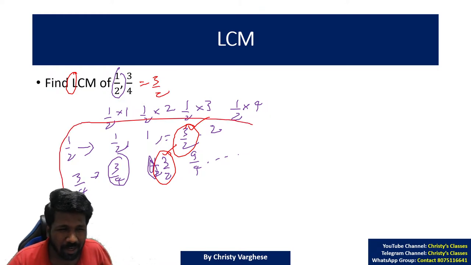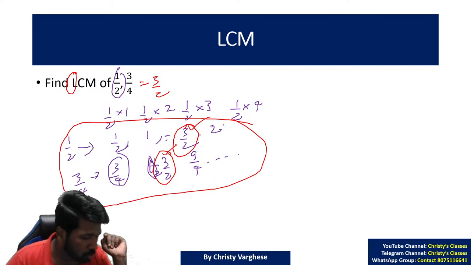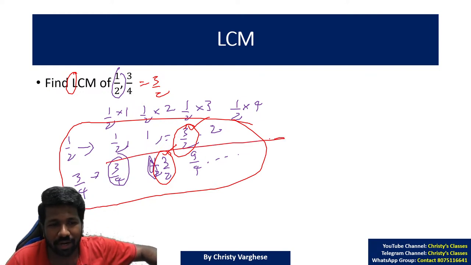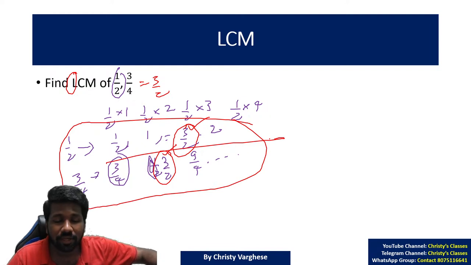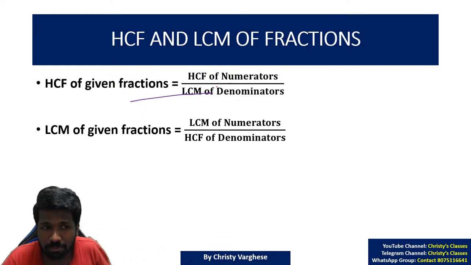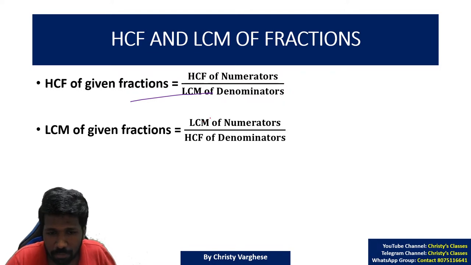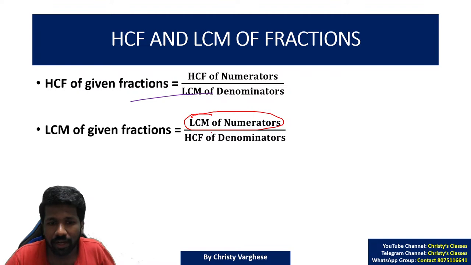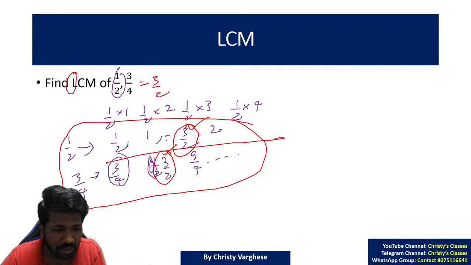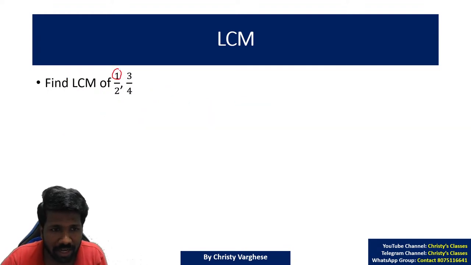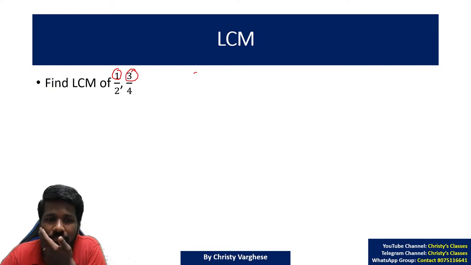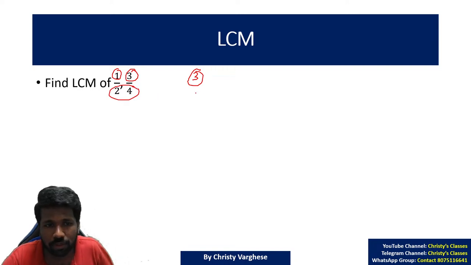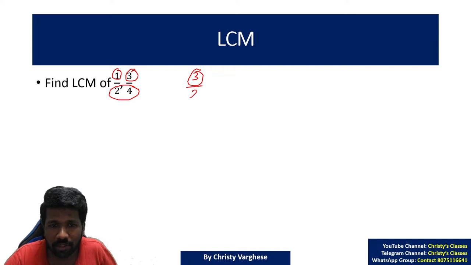But as you can see, here it was okay because it is a smaller number. When it comes to bigger numbers, it is not at all easy to write it down like this. That is why we want a mathematical formula to do this. To find the LCM of fractions, you find the LCM of the numerators, divided by the HCF of the denominators. In 1 by 2, 3 by 4, numerator means the numbers on the top. The least common multiple of 1 and 3 is 3. For the denominators, the highest common factor of 2 and 4 is 2. So 3 by 2 is the answer. All of you got the point.